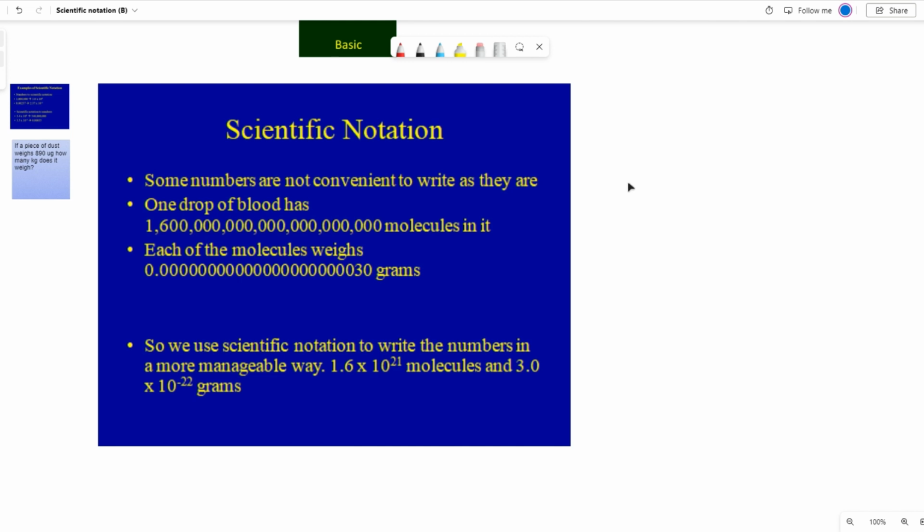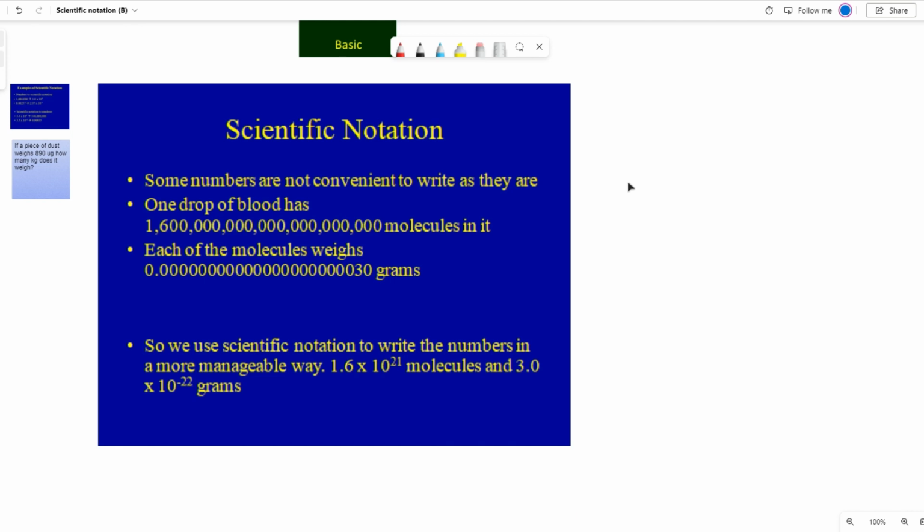A couple examples of numbers that are just very unwieldy the way that they are: if you have one drop of blood and you want to know how many molecules are in that drop of blood, that one drop will have 1,600,000,000,000,000,000,000 molecules in it. Now, if you have to write that number several times a day, there's a really good chance that you're going to either add in a zero or leave a zero out.